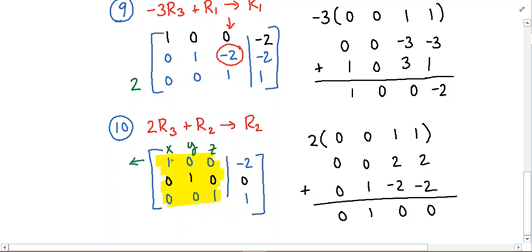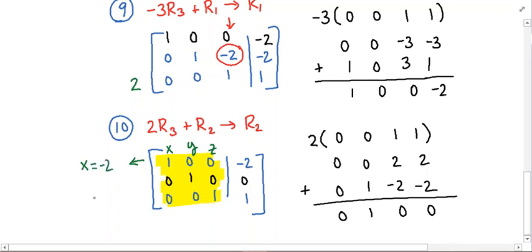If you translate it back, this first row is going to be 1 times X plus 0 times Y plus 0 times Z, which is going to be equal to -2. So these guys cancel. You get that X is -2. If you translate this first row back into an equation, you get that X is -2. And you can do that for the rest of these.